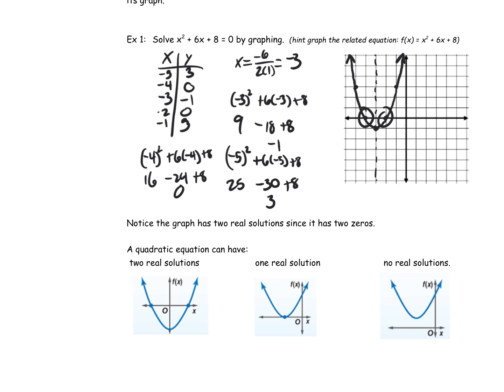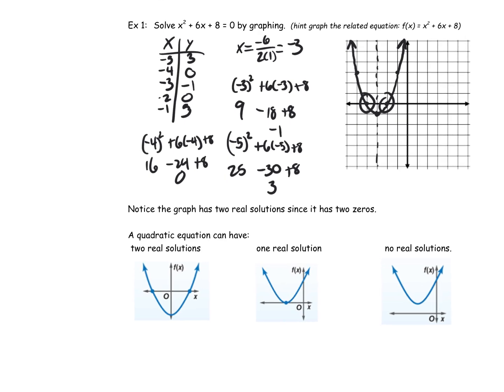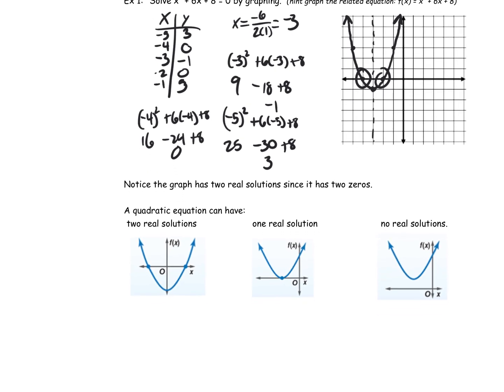Now, that is one of the possibilities when we're graphing a quadratic. It's also possible that there is one real solution, and that is found whenever we have our vertex on the x-axis. If our x-intercept is also the vertex, there is one solution. So if the x-intercept is the vertex, that is the way we have one real solution.